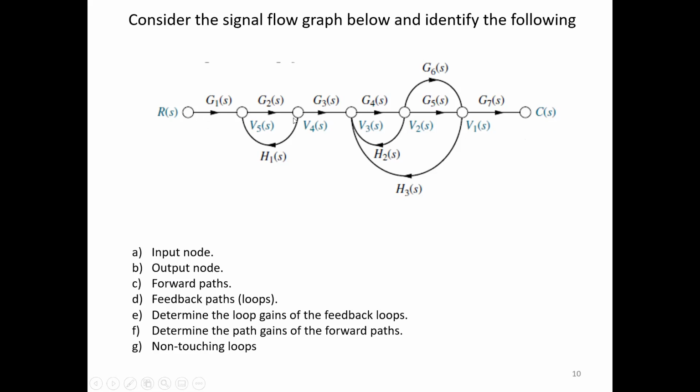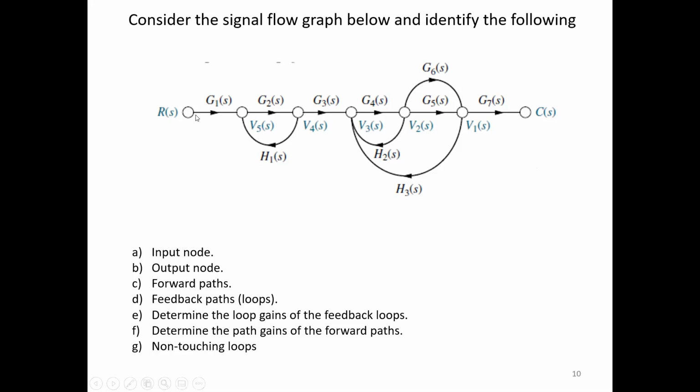So to identify the forward path, I have to start my journey from the input node and reach the output node, and see in how many ways I can reach the output node from the input node. So all the possible paths I have to identify. That gives me the number of forward paths which this signal flow graph has got. Okay, so I can give the count.